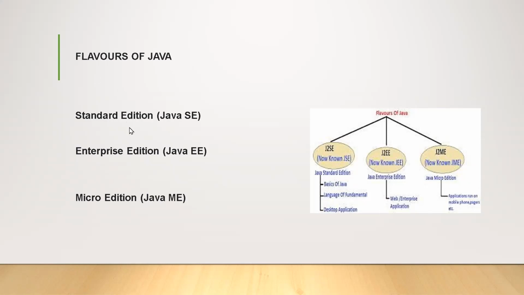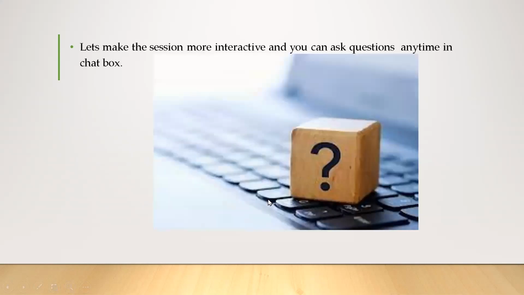Just to repeat, we have three flavors of Java: Java Standard Edition, Java Enterprise Edition, and Micro Edition. All the basics you learn are a must to go to the next two steps. It's like ABCD. We have to learn the ABCD in order to go on to the higher standards. So the Standard Edition is the basic fundamentals, Enterprise Edition is for web development, and Micro Edition is for mobile app development. These are the three flavors of Java.